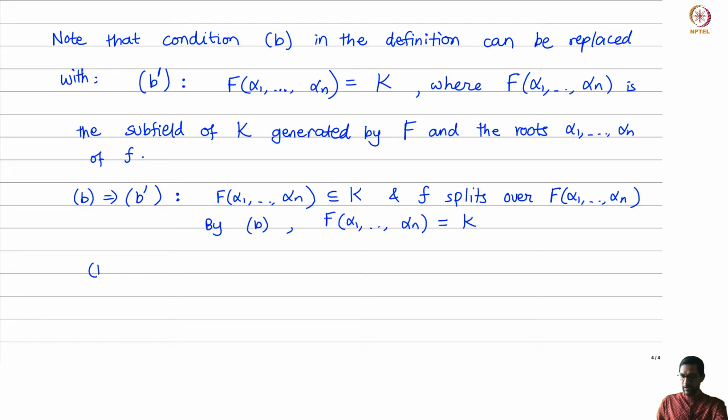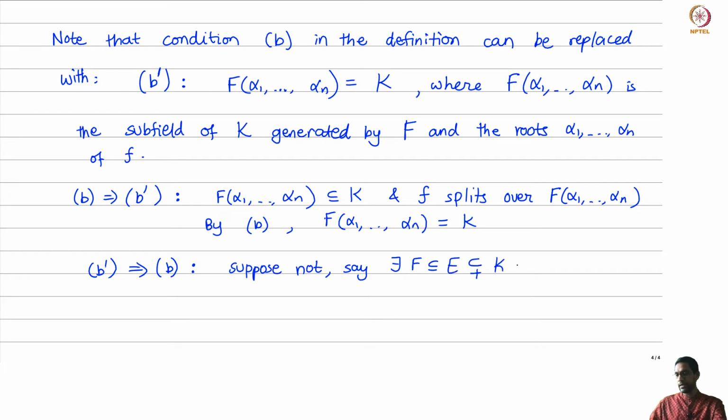Okay. Now similarly, if you chose to keep B dashed as your definition, then B follows, as we will see in just a second. So let's proceed by contradiction. Suppose B is false, suppose not. Okay, so what does that mean? Say there exists an intermediate subfield, so let's say E, which is a proper subfield of K, and E containing F, such that f splits over E.